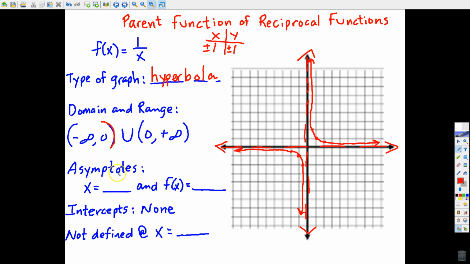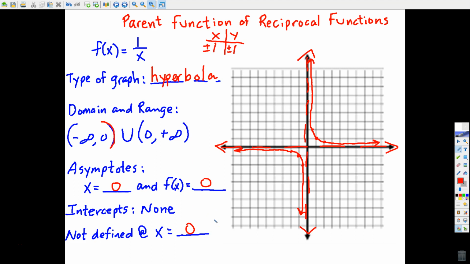So once again, we have two asymptotes where x is 0, that vertical line, which is another way of saying the y-axis, and f of x is 0, that horizontal line, which is another way of saying the x-axis. There are no intercepts for the parent, and again, we do not have a definition. This function is not defined if x is 0 because you can't divide by 0.